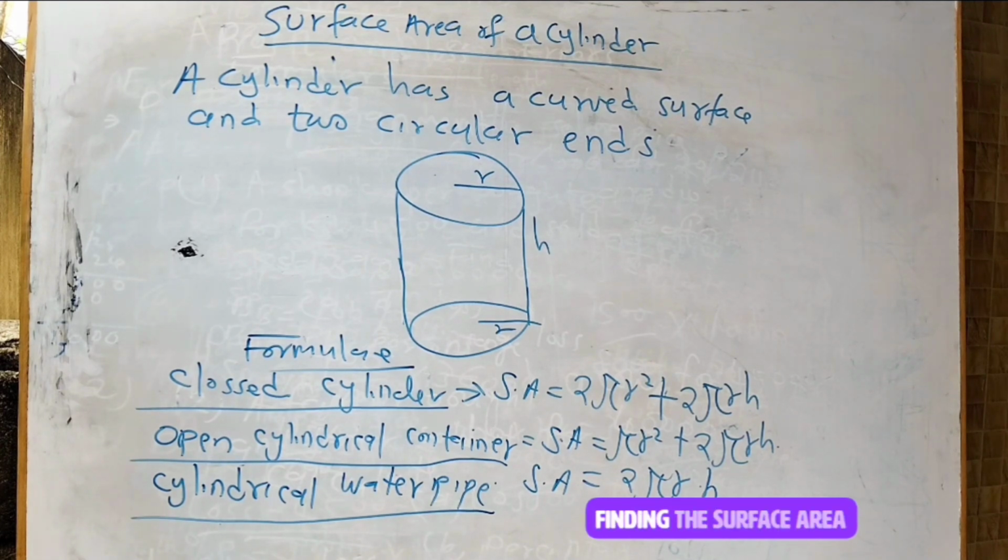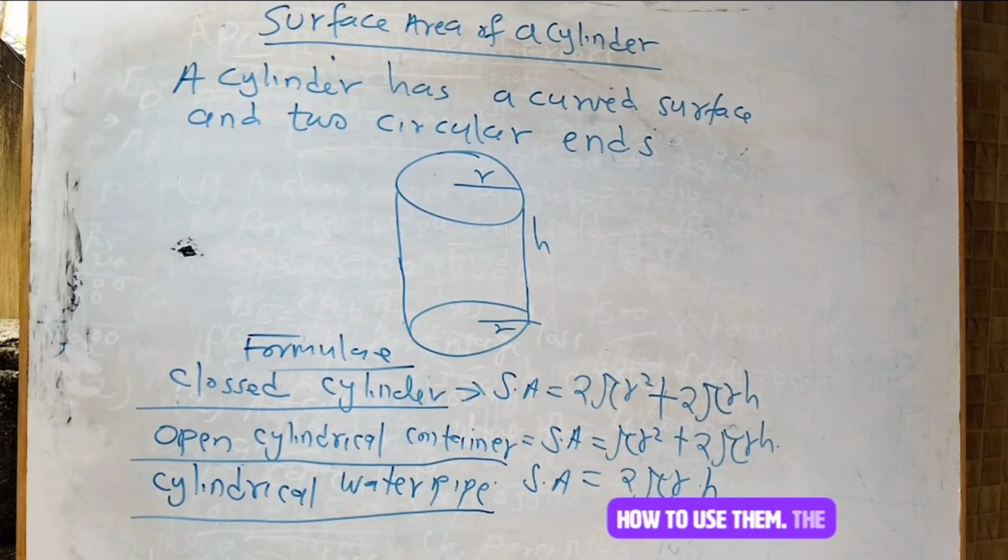We have the formula of finding the surface area of various cylindrical objects. For instance, we can have a water tank, a water tank that has circular ends and a curved surface. We can also have an example of a water pipe, or a container. So let us look at these formulas, and then we will learn how to use them.